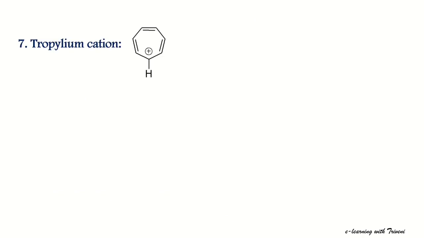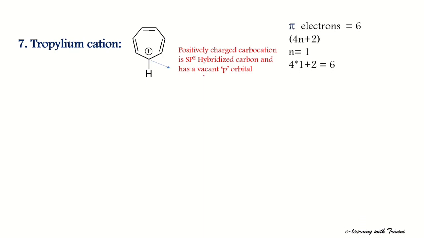Next example, the tropylium cation. When you see the structure of the tropylium cation, it has a positive charge. The positively charged carbocation is an sp2 hybridized carbon and has a vacant p orbital. Because of the presence of the vacant p orbital, it follows the 4n plus 2 rule and it is aromatic. It is an example of aromatic.